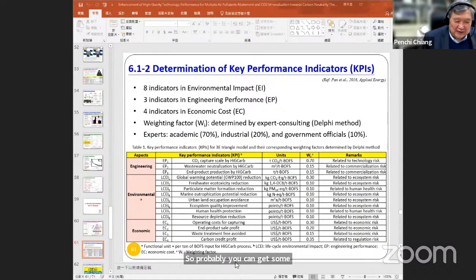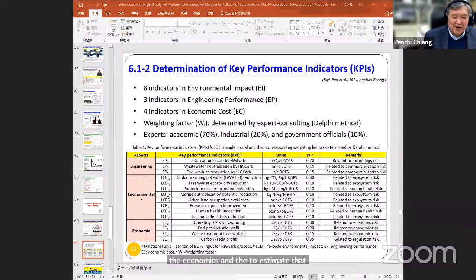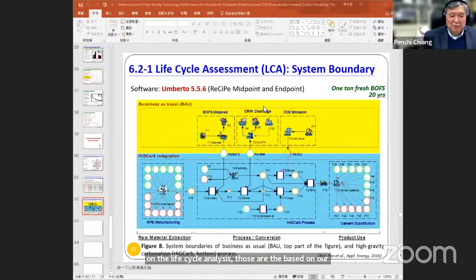The last one is very useful at the moment, because of the carbon price. If you have a carbon right, you can get a carbon credit because of the international convention law. You can set up the carbon emission system, and sometimes you can get a carbon credit. So the question is how we can get the data to estimate the economics and the environmental impact based on the life cycle analysis. Those are the base of our research work. So this is a very important message.